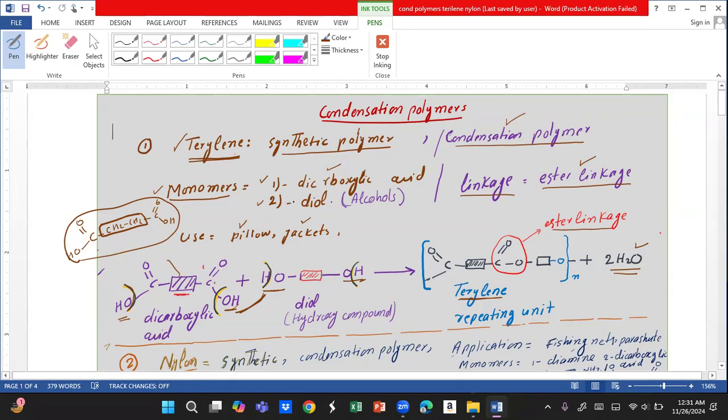Then monomers name, then linkage. This here is the ester linkage. As I told you, I will show you. This is the ester linkage, C double bond O. Keep in mind, in order to identify which structure is adenine, you can make it easy: one box has C double bond O on both sides, and the other box has it on both sides too. This will help you identify the adenine.